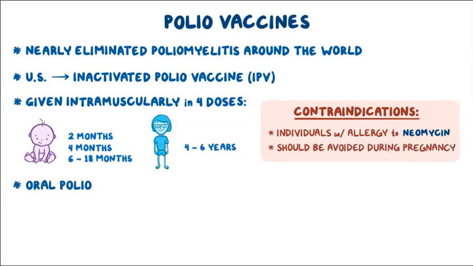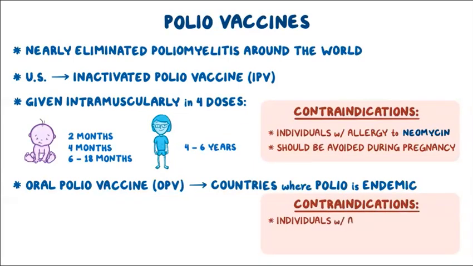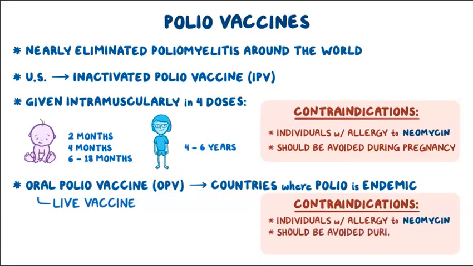There's also an oral polio vaccine, or OPV, which is still used in some countries where polio is endemic. This is also contraindicated in cases of severe allergy to neomycin, and since it's a live vaccine, it's also contraindicated in pregnant females and immunodeficient individuals.